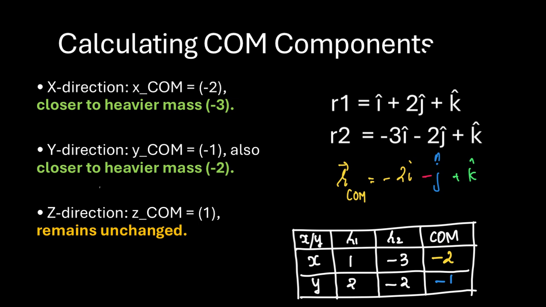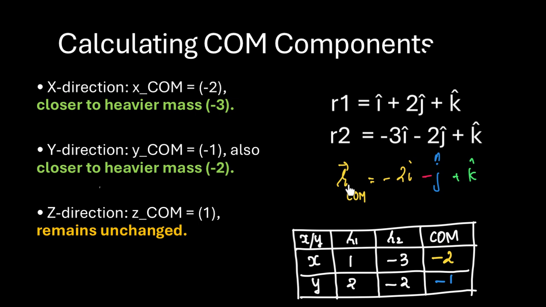We know that the center of mass will always be closer to the heavier mass. Now, when we say that the center of mass is closer to the heavier mass, it is applicable along the x, y, and the z direction as well. Which means the x coordinate of the center of mass will be closer to the x coordinate of the heavier mass. The y coordinate of the center of mass will be closer to the y coordinate of the heavier mass, and likewise with the z direction.